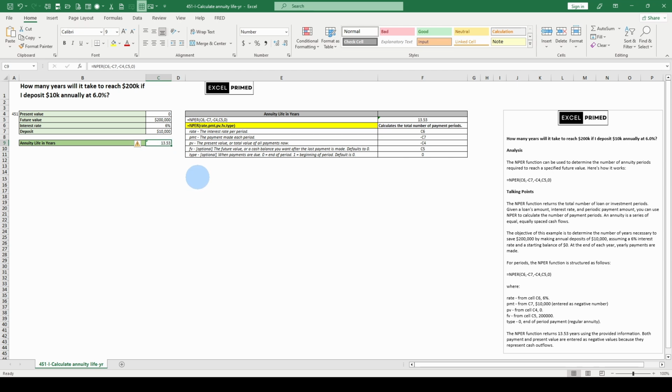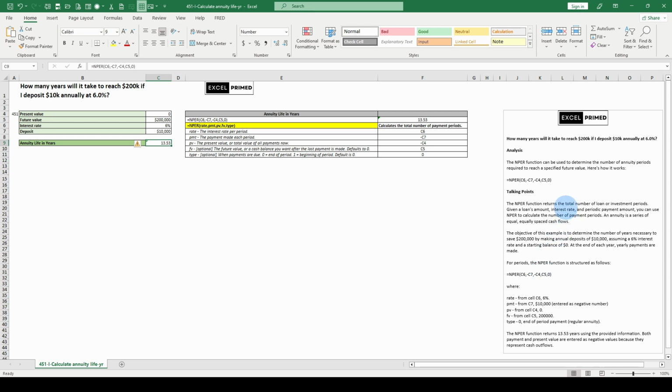The answer is 13.53 years. You can deposit 130 grand. It will be worth 200 grand after 13 years. You can also divide by 72, kind of the old rule as to when your money will double.